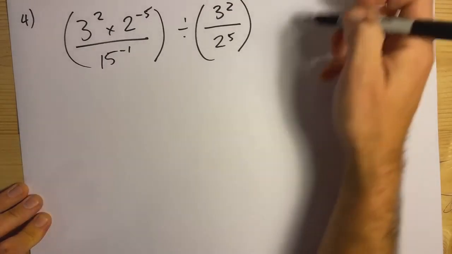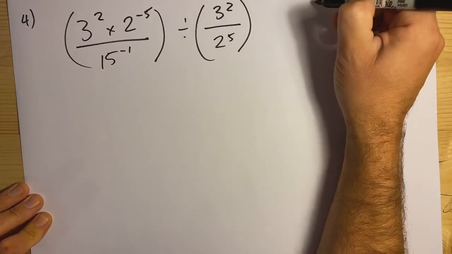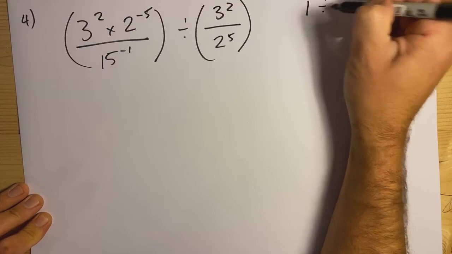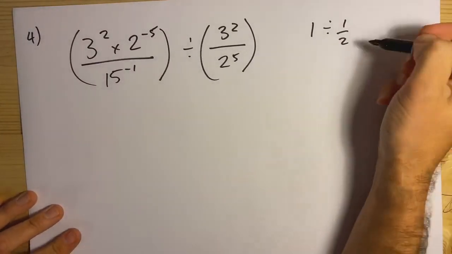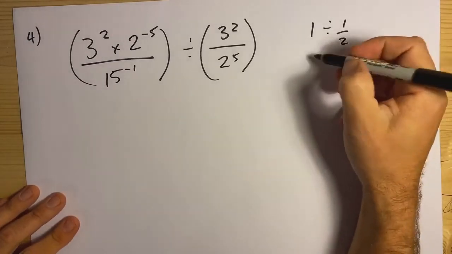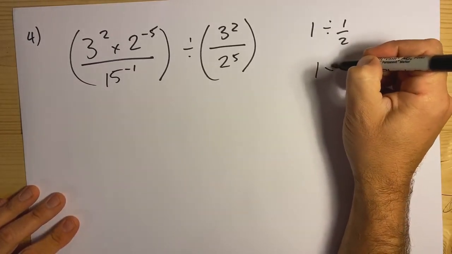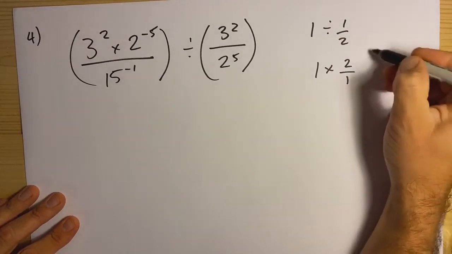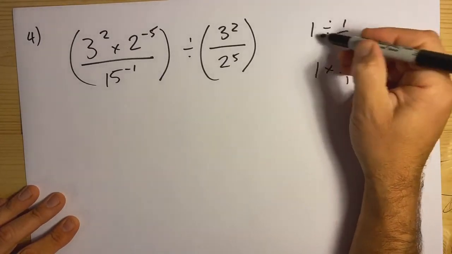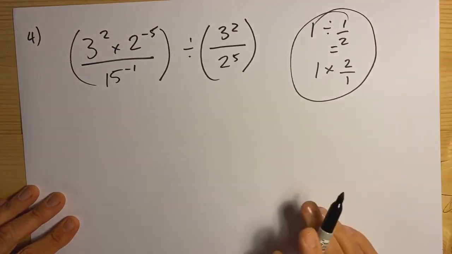So just a quick aside, if I was to say 1 divided by a half, 1 divided by a half is 2. I think you know that. But we can write this another way, saying 1 times 2 over 1. We've just flipped it over. 2 over 1 is the same as 2. Okay, so these two are equivalent ways of writing the same thing.